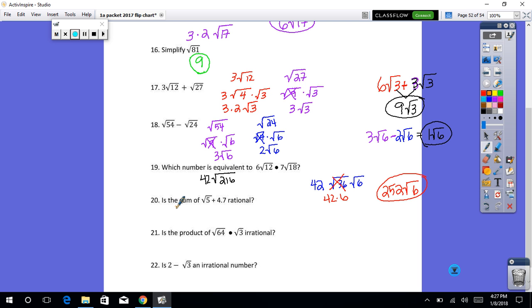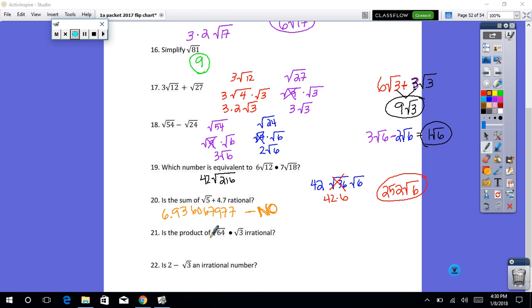Okay, so let's type this in our calculator. So the square root of 5 plus 4.7. Okay, so when I put that in my calculator, I end up with 6.936067977. So the answer is no, it is not rational. Okay, this is not a dollar amount that you could give to.